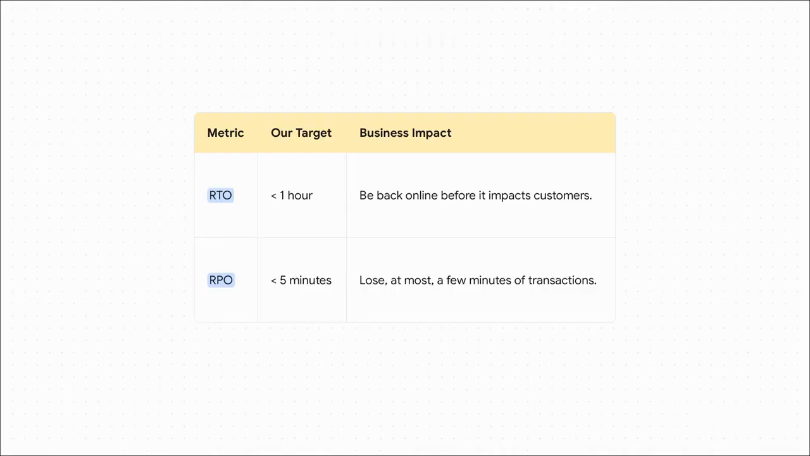And here is where the rubber meets the road. We turn those technical acronyms into real business goals. Our RTO was less than 1 hour. The goal? Be back up and running before our customers really started to feel the pain. And our RPO was less than 5 minutes. That meant we could lose, at most, a few minutes of transaction data. Super ambitious targets, for sure, but absolutely what the business needed.